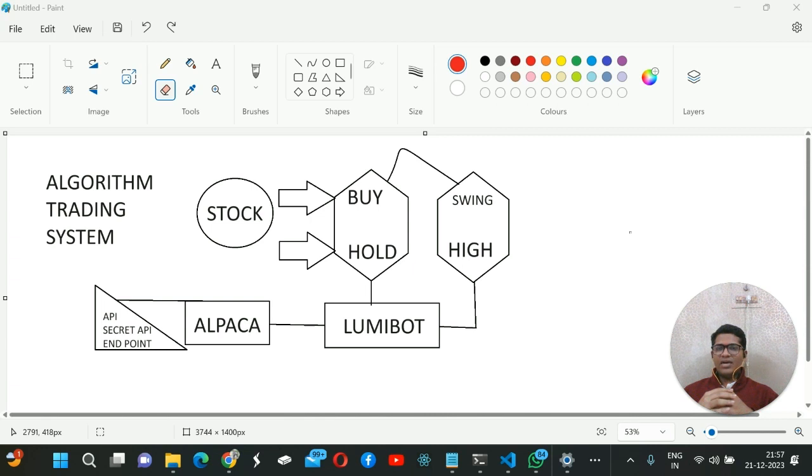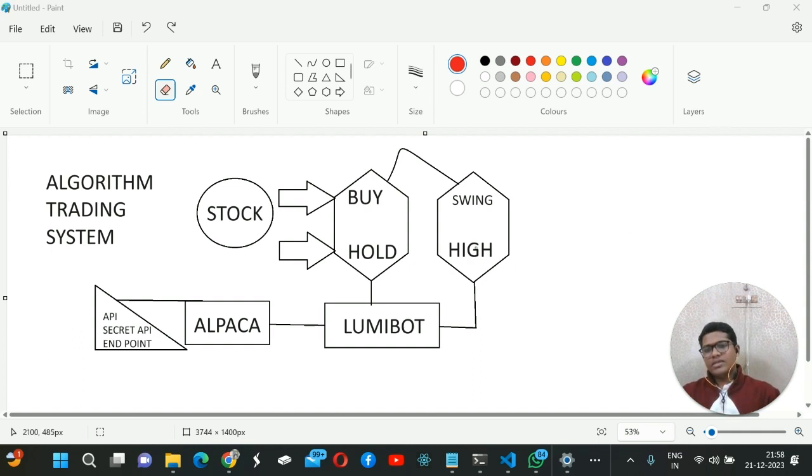So I have developed a project which took me around 2 to 3 days to develop, and today is 21st of December. I had started working around 19th of December. Time is 9:58 p.m. So let me tell you the topic on which I have developed the project. It's an algorithmic trading system.